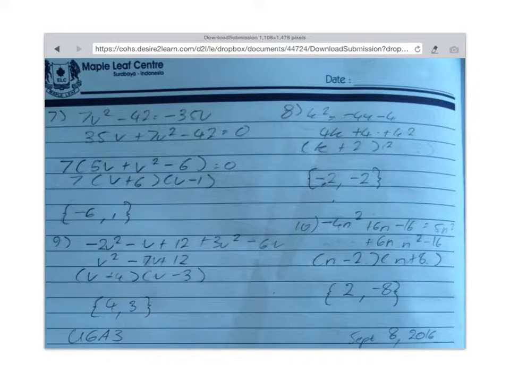I think we've got the pages out of order here because the first page is starting on number 7. So I guess we're going to do this in a little bit backwards order here, if that's okay. You did a great job on number 7 and you took out the common factor.